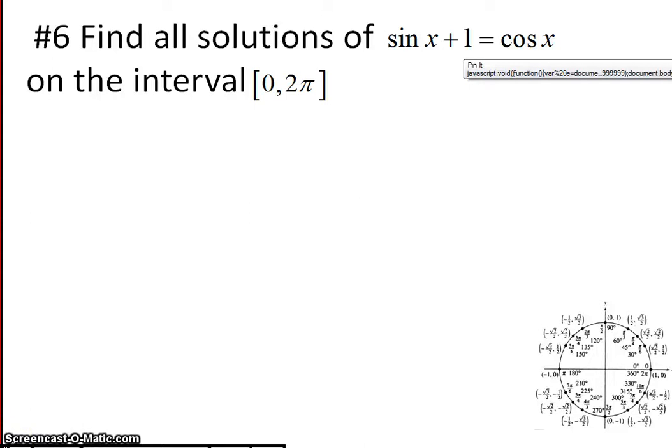Okay, class, welcome to part 2. There are 2 more questions left, so it should not be long. So we're going to solve this equation, just the solutions on the unit circle.